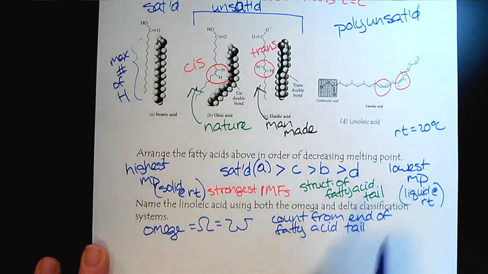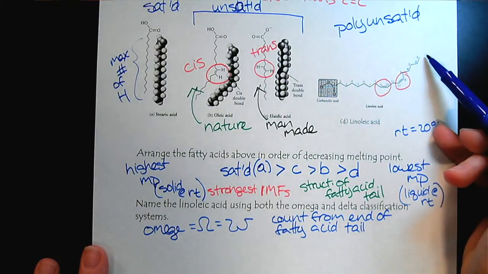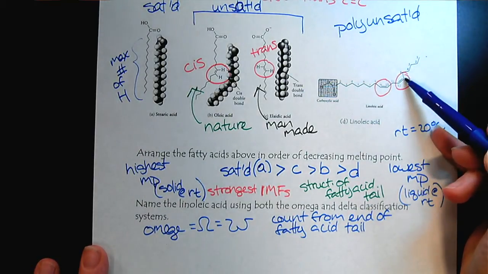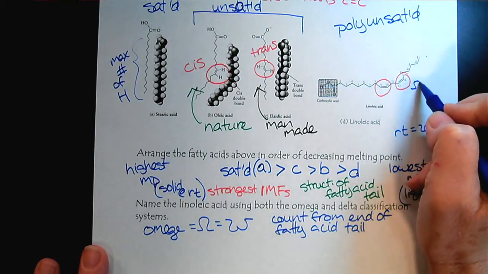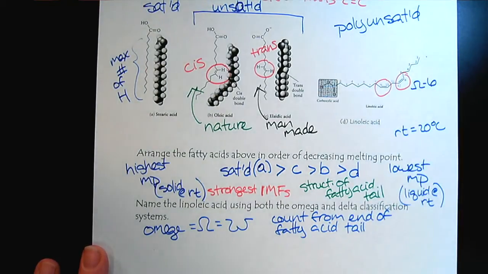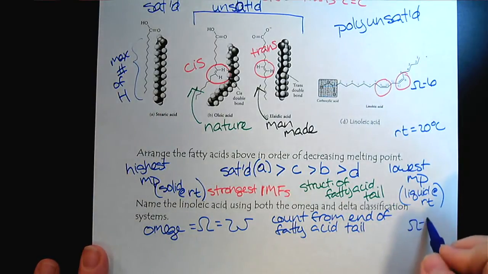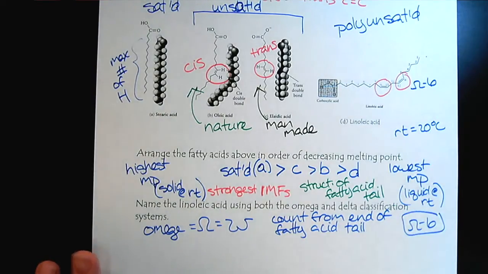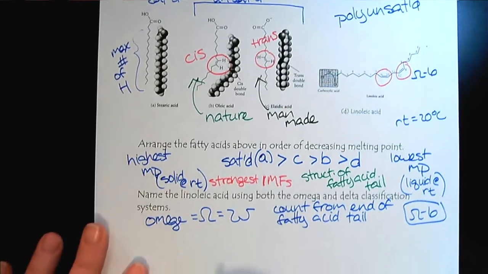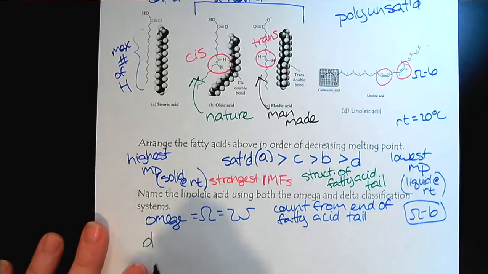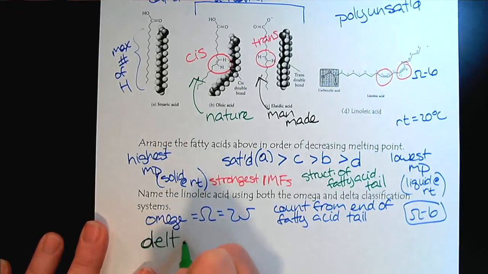So if we wanted to do the omega system here, we start here and we would say, this is an omega 6. All right, so write that there, omega 6. Now there's the delta system. Okay, so with the delta system, right, so that gets the triangle for delta.